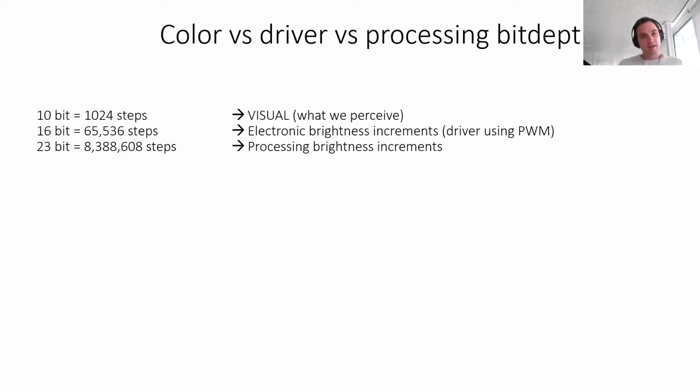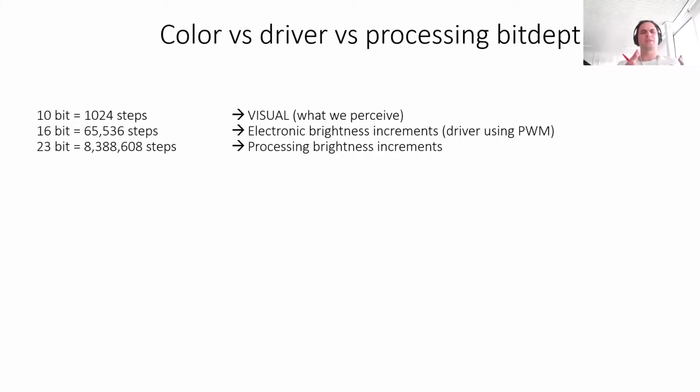And the other thing that you find sometimes is the 16-bit, sometimes it's called dimming, but that's actually referring to the electronic brightness increments. That's the driver which is using PWM. You don't have to really understand what that actually means, but just know that the 16-bit and the 65,000 steps is referring to brightness increments, not visual increments, but brightness increments electronically.